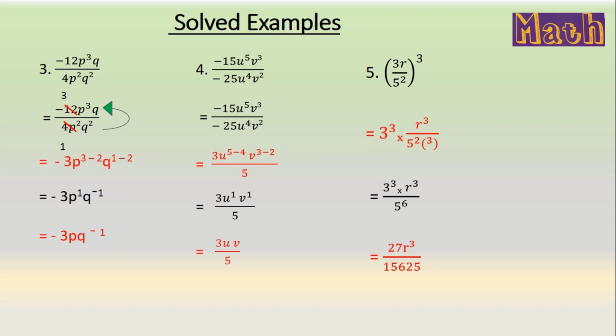So 5 to the power 6 and also 3 to the power 3, I have to evaluate using normal numbers. So 3 to the power 3 means 3 times 3 times 3. That will give me 27. And I have r to the power 3. Then 5 to the power 6, I'll multiply 5 times 5 times 5 times 5 times 5 times 5. That gave me 15,625 as my final answer.